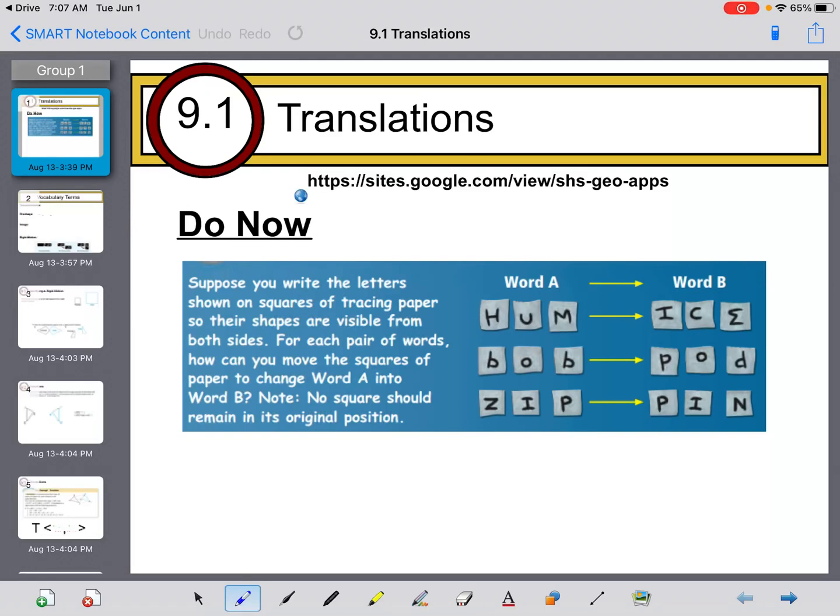Hey everyone, this is chapter 9. The entire chapter is on transformations. This specific section is 9.1 on translations.